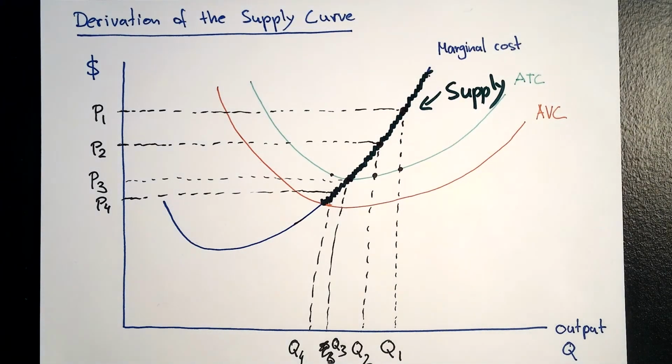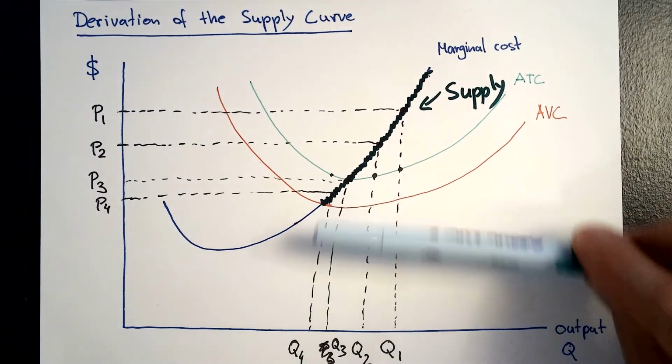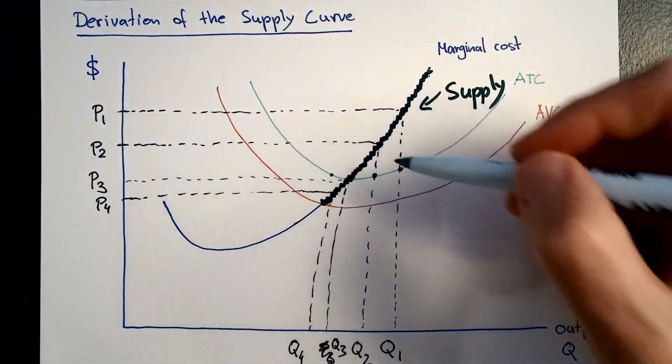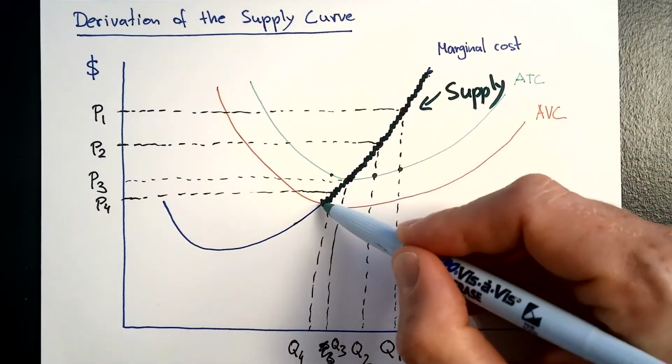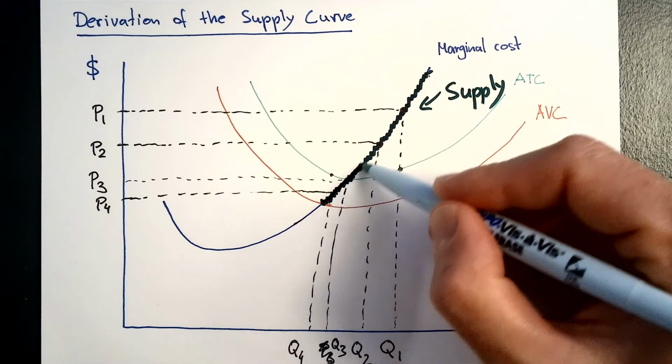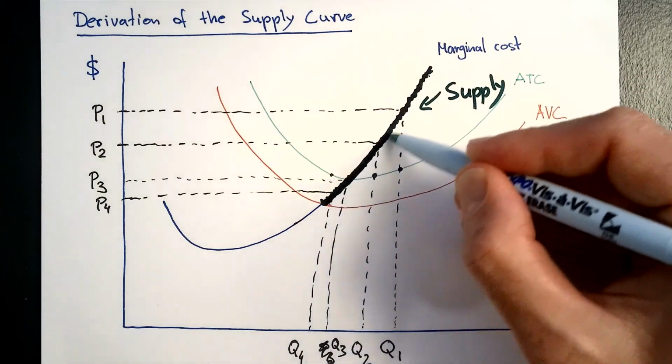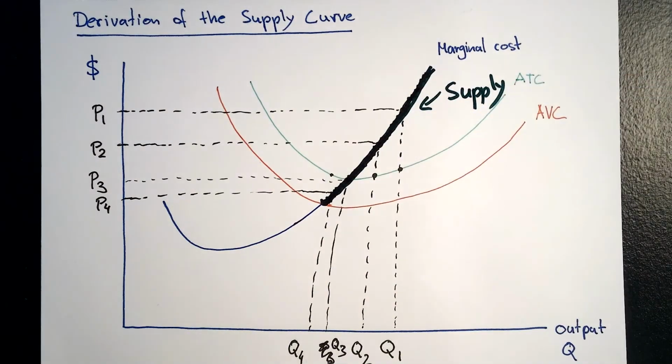Now, if the price drops below the minimum of the average variable cost, then the firm is shutting down, okay? Or the firm stops producing. So it turns out that this part of the marginal cost function is irrelevant. And the supply function is only represented by the part of the marginal cost function which is above the average variable cost, okay? So this is an extremely important finding, that the marginal cost function is equivalent to the supply function of the firm.